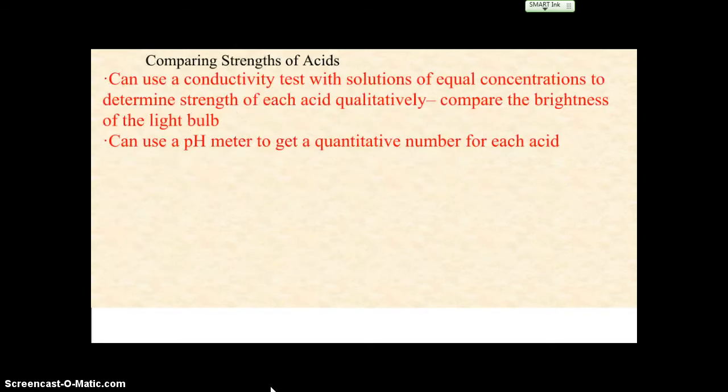So how do we compare strengths of acids and bases when we're in the lab? You can use something called a conductivity tester, where you put 2 probes down into the solution and you see how bright a light bulb lights up, or there might be several little colored lights and you see how many of those light up. A more quantitative way to do it is to use a pH meter, and you get an actual number where you can compare.